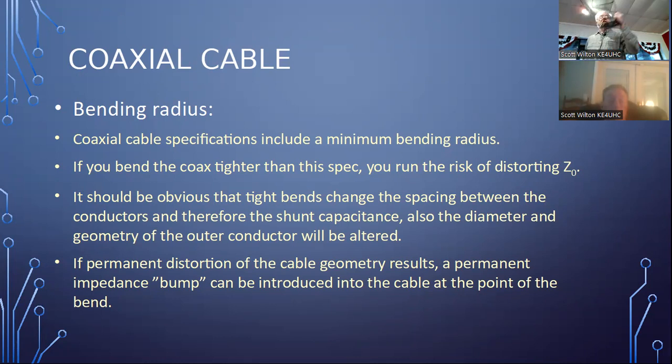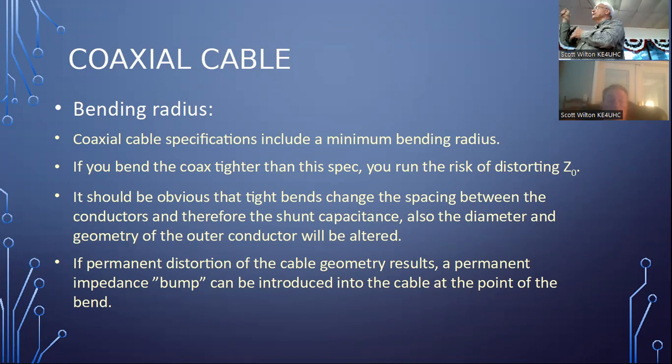Anybody want to? Physically, the shield can get broken. Anything else? You physically changed the diameter of the center conductor. You're going to get a change in diameter. It's not going to be round, it's going to be elliptical. When I do this, what happens to the dielectric material at the top of the bend? It's forced out, it stretches. And it gets thinner then.